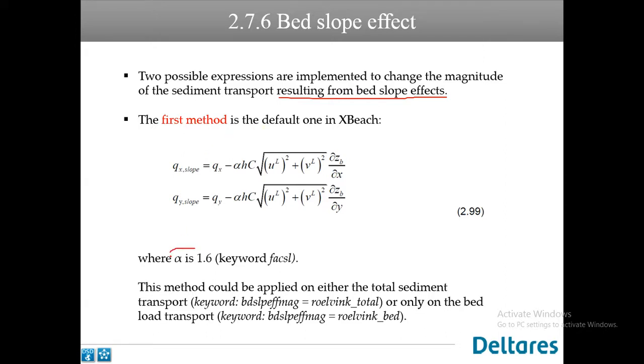where we have alpha is 1.6. So you have U, Lagrangian, L. ZB is the bed level. This method could be applied on either the total sediment transport or only on the bed load transport, because you distinguish there between the two, suspended and also bed load transport.